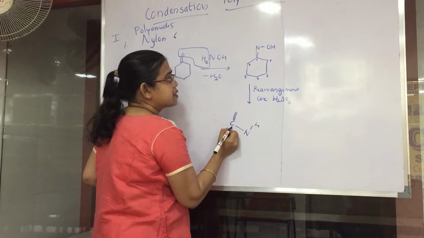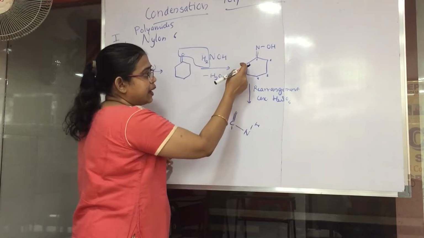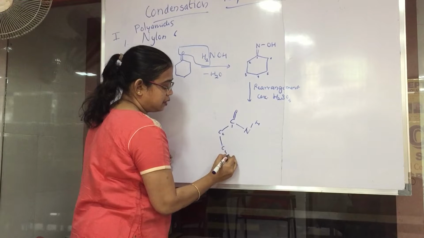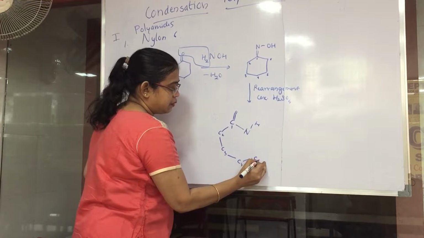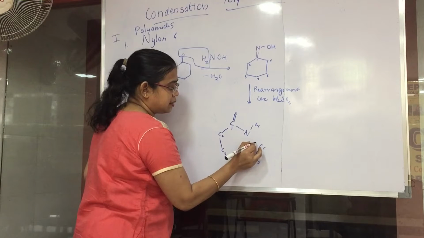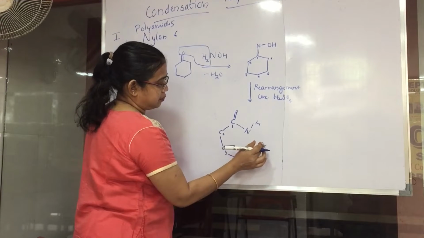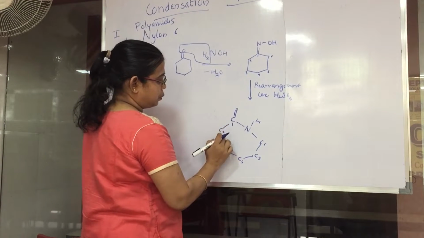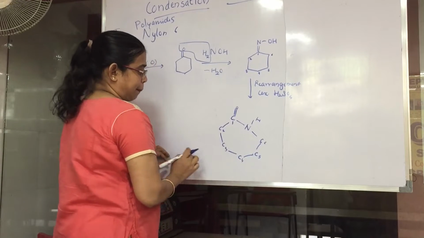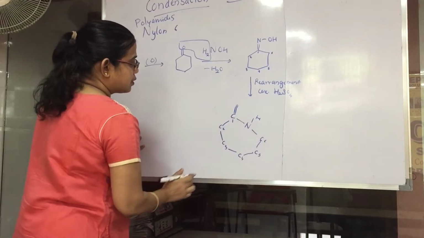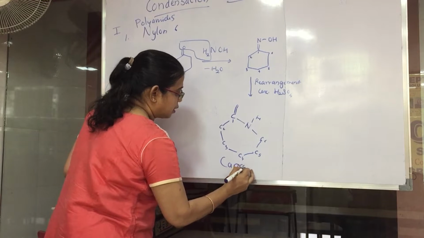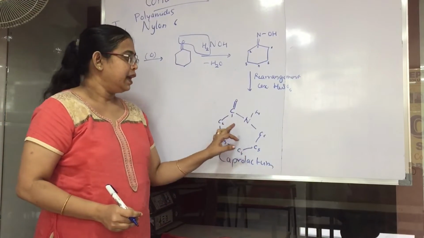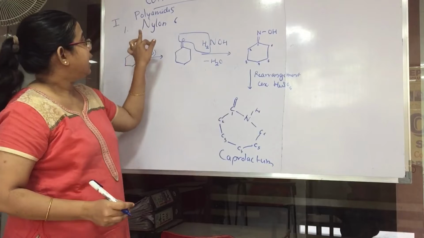And so this was the first carbon atom. Now other than this first carbon atom, we have 5 more carbon atoms. So I'll show the remaining: C2, C3, C4, C5, C6. Okay, so 1, 2, 3, 4, 5, 6. So this structure is called caprolactam, and this is basically the monomer of nylon 6.